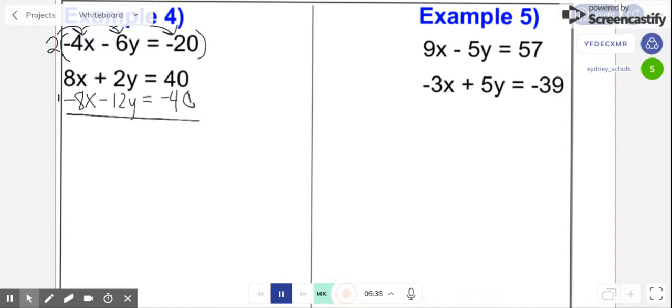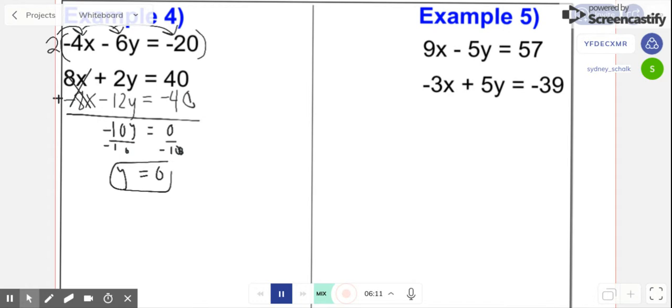Now remember, I just need to add the two equations together. So my 8x and my -8x cancel out, leaving me with that 2y and that -12y, or 2y plus -12y, which gives me -10y. And 40 minus 40 gives me 0. So finally, I'm going to divide by -10 on both sides, and I can see that 0 over any number is just going to leave me with 0. So y equals 0.